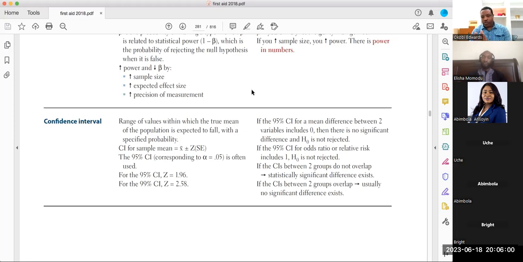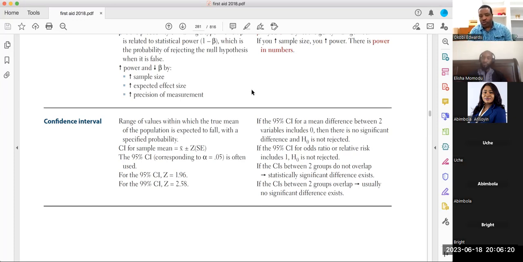A t-score, Dr. Momodu has taken his time to explain, is just about the level of confidence or the variance between the mean of your data and an unknown mean that you're trying to get. With that statement, Dr. Momodu, thank you so much.